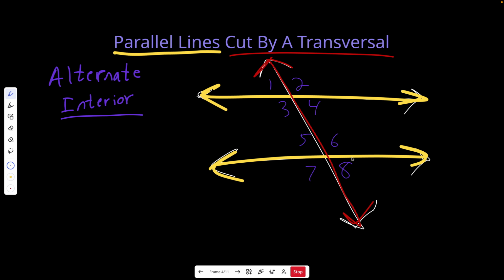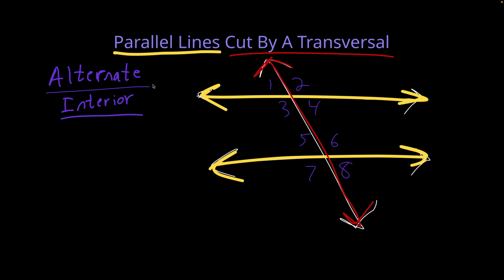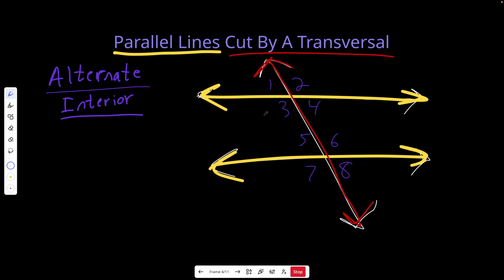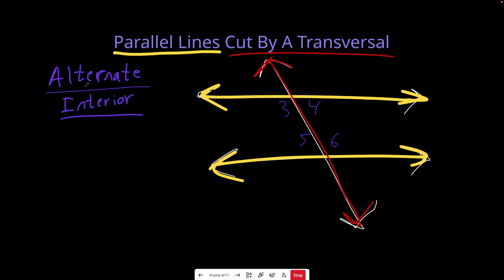Now all of these angles have specific names. We're going to start with alternate interior angles. Interior means that we're looking in between the parallel lines, so we can ignore the ones on the outside. I'm only looking at these four angles on the inside. The word alternate just means to switch. So we're looking for two angles that are on the inside that switch, and by switch, I mean they switch across the transversal diagonally.